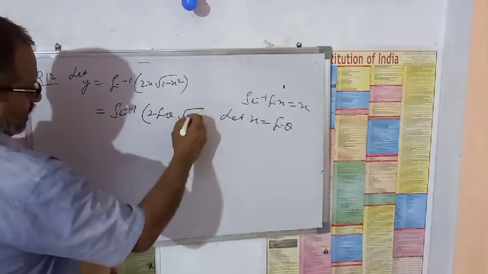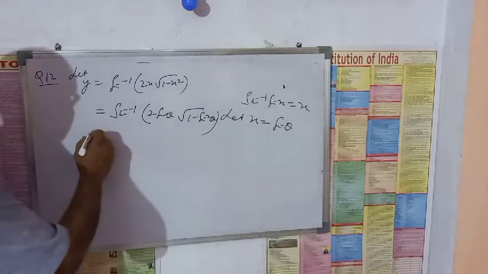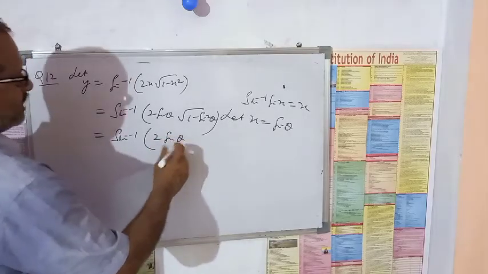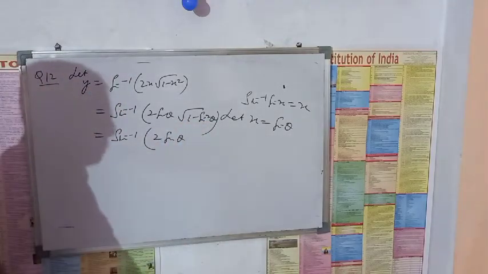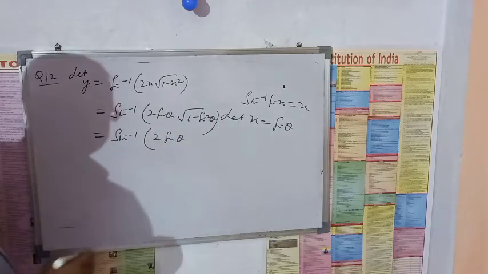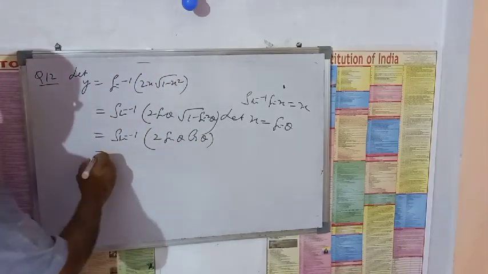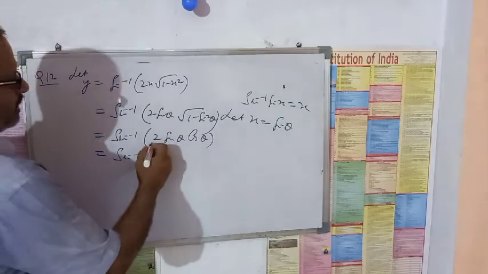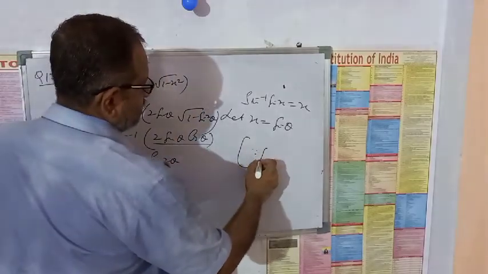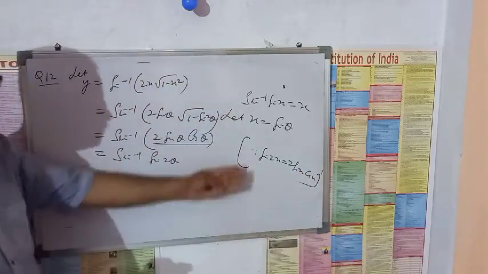So it is 2 sine theta under root 1 minus sine square theta, sine inverse 2 sine theta. 1 minus sine square theta is cos square theta. When we take the square root of cos square theta, it will be cos theta. Sine inverse, we know that 2 sine theta cos theta is sine 2 theta, since sine 2x is equal to 2 sine x cos x. It is the formula of trigonometry.